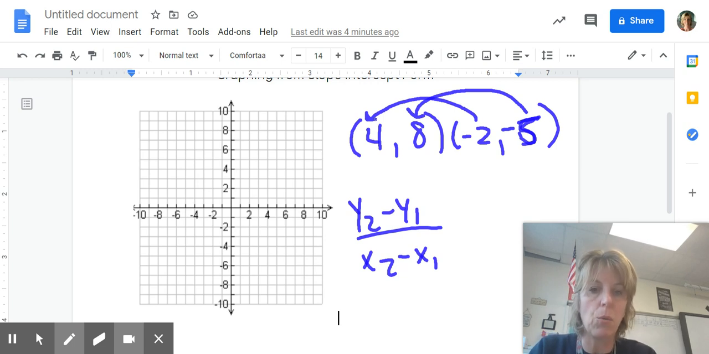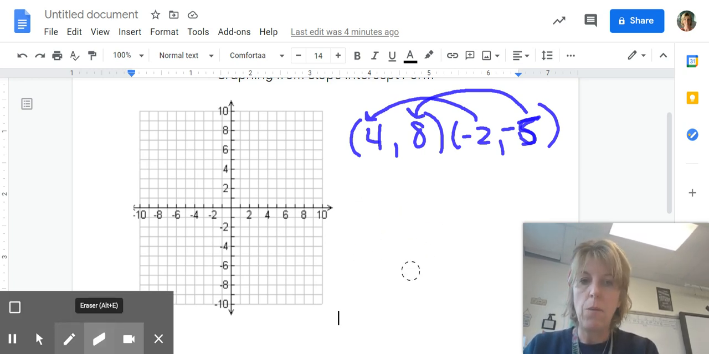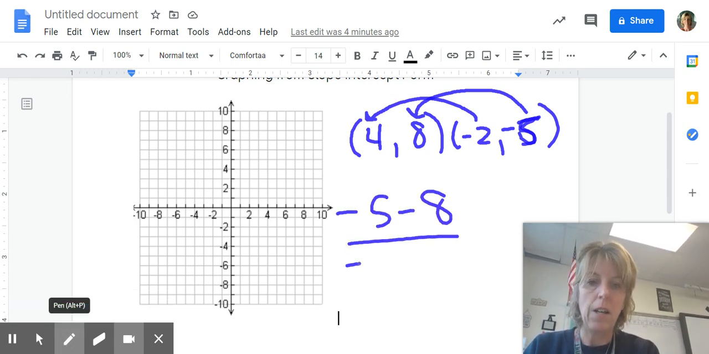So it kind of makes a double rainbow. So it's y minus y, x minus x. Make sure you keep the y's lined up with the y's and the x's lined up with the x's. So this then would become, let me erase this, make a little bit more screen space for us today. So that then would become -5 minus 8, and it would be -2 minus 4.